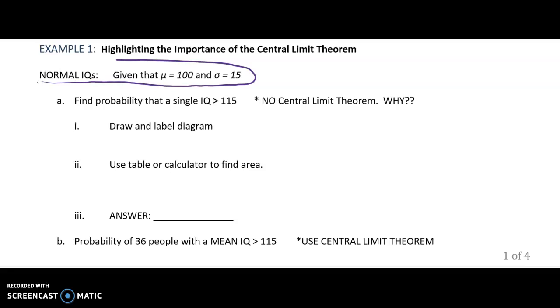Given that we have normal IQs, the mean is 100 and the standard deviation of the population is 15, we want to find the probability that a single IQ is greater than 115. We're not using the central limit theorem here, and it's because we're just finding the probability for a single IQ score being greater than 115. So we're finding P of IQ greater than 115. But because it's a single IQ score, we're just going to do what we did in sections 6.1 and 6.2 with normal distributions. So our first step is to label a diagram.